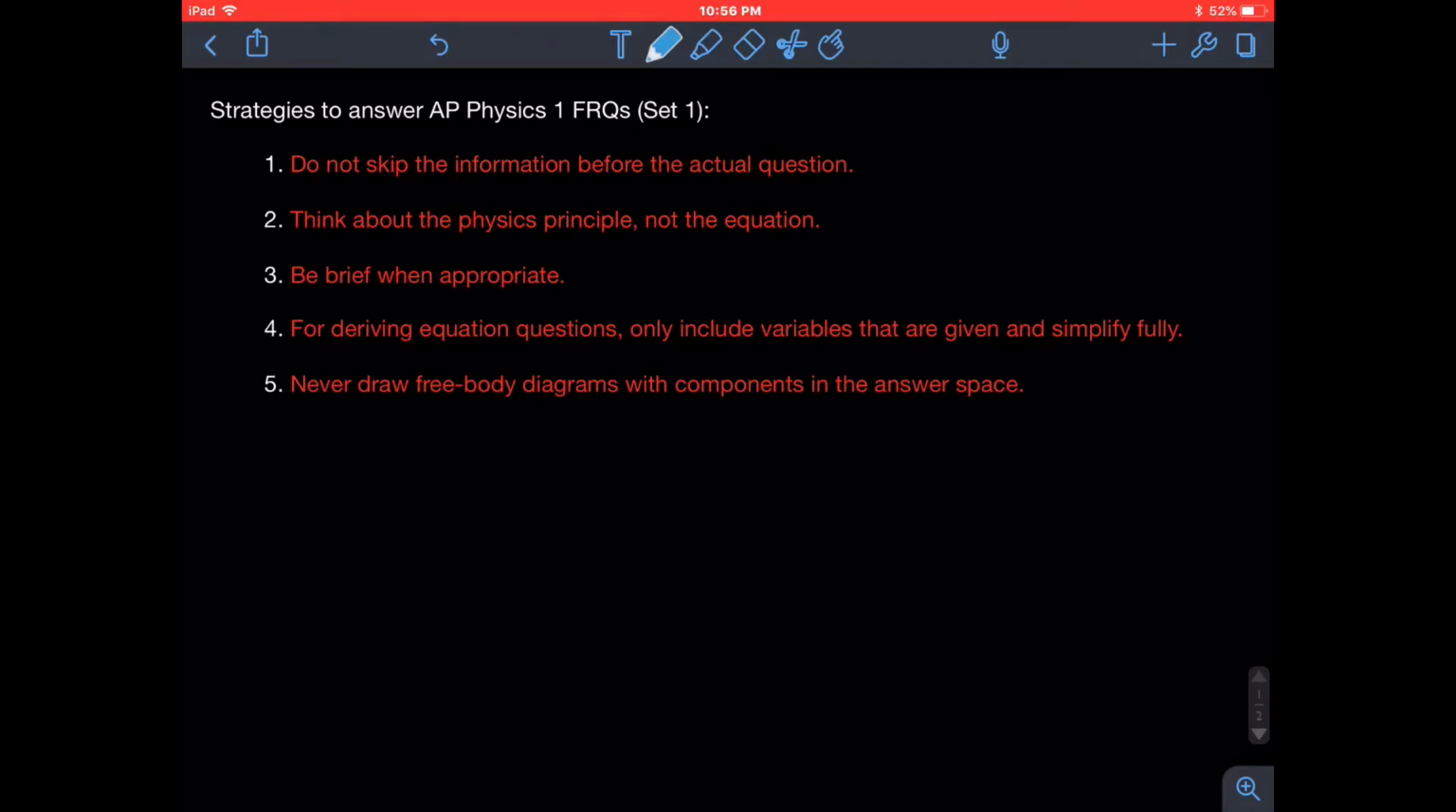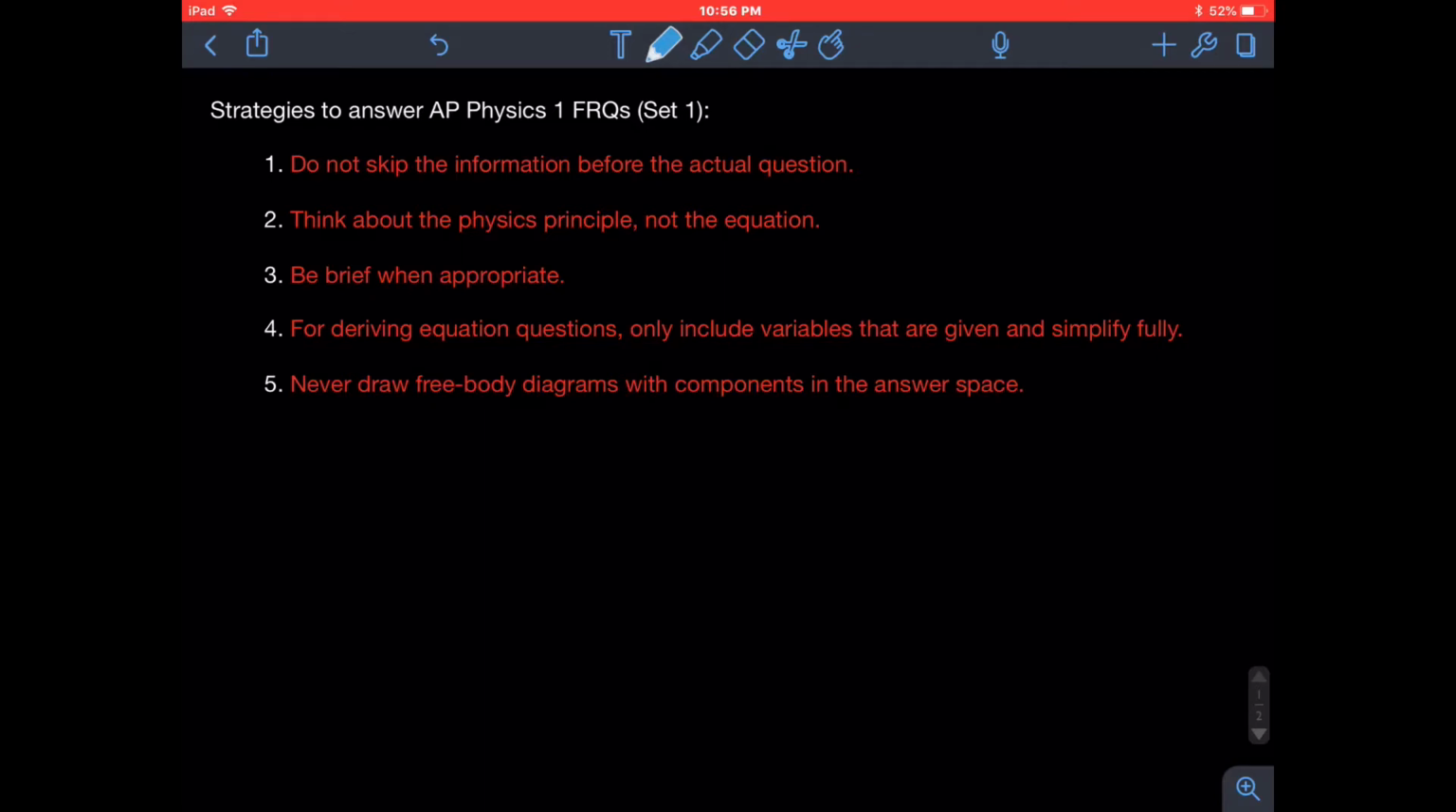Okay, and number 3 is to be brief when appropriate. The AP Physics 1 exam will ask you to briefly explain your reasoning. And whenever it asks you to briefly explain your reasoning, you have to be succinct and to the point. Many students like to write paragraph-length responses, which is not only completely unnecessary, but is a total waste of time. So whenever they ask you to briefly explain your reasoning, I would suggest 1 to 2 sentences at most.